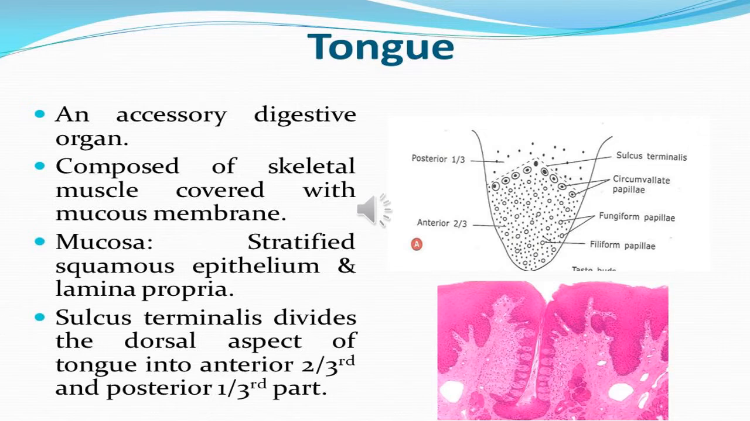The main difference between the dorsal and the ventral surface lies in its epithelium. The dorsal surface has a stratified squamous keratinized epithelium, while the ventral surface has a stratified squamous non-keratinized epithelium. On the dorsal surface, we see there is a demarcation between the anterior 2/3 and the posterior 1/3, and that area is called the sulcus terminalis.